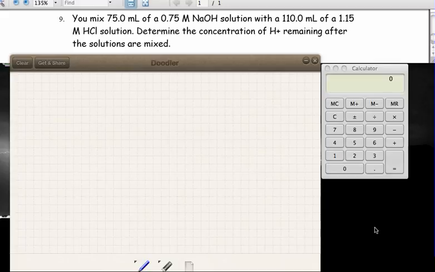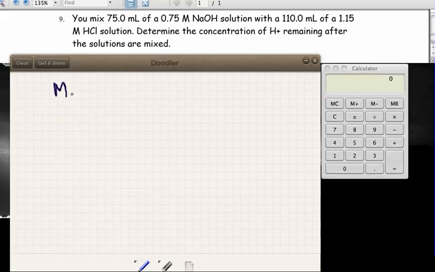Ideally, in a neutralization reaction, the moles of H+ are equal to the moles of OH. This problem implies that we have more acid than base, so we'll have H+ left over. The problem will be solved in this manner.